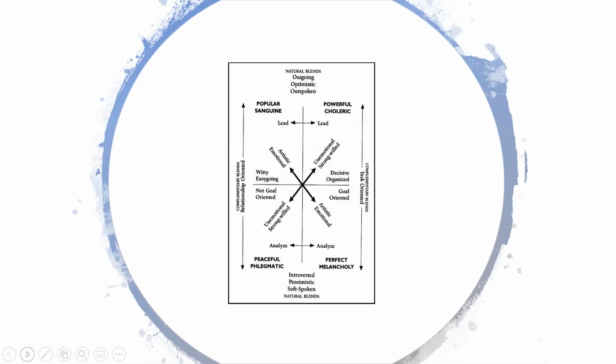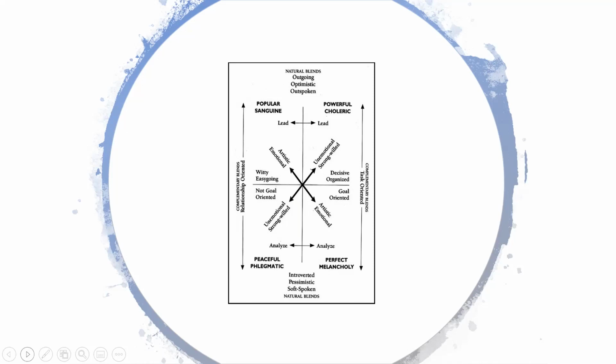Moving to the bottom, and now reviewing our S, or peaceful phlegmatic. This is what we call another natural blend, because our S and our C tend to be introverted, pessimistic, and soft-spoken. They both like to analyze. Where they differ, inwardly, the C is going to be goal-oriented and artistic and emotional, whereas our S is going to be unemotional and strong-willed and not goal-oriented generally.